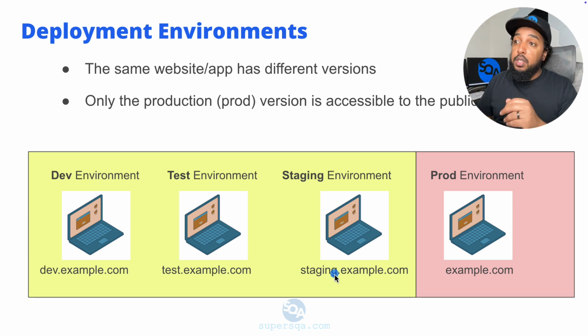They're not the only ones. It can be many more. It can be less. Companies can have just the dev and the staging environments. They might have just the test and the prod environment. It all depends on how the company decides to set it up. But typically, in most cases, you would have these four environments, right?